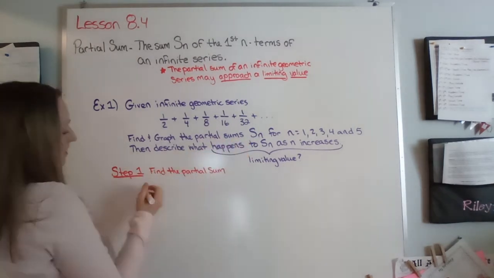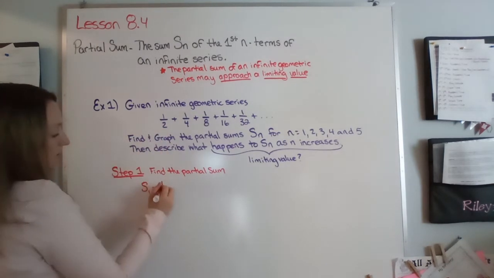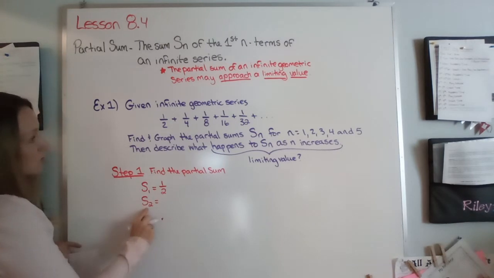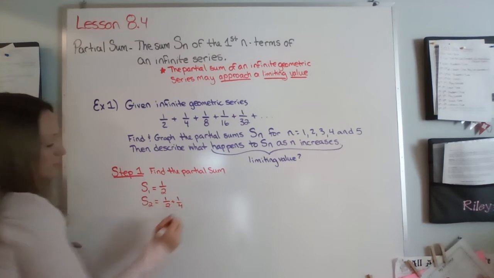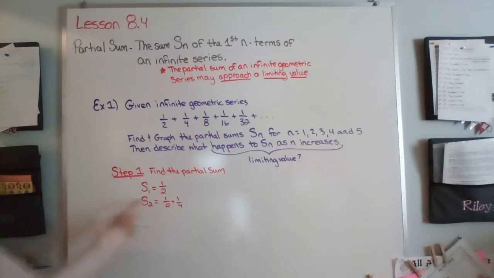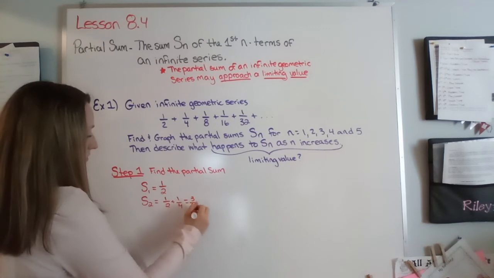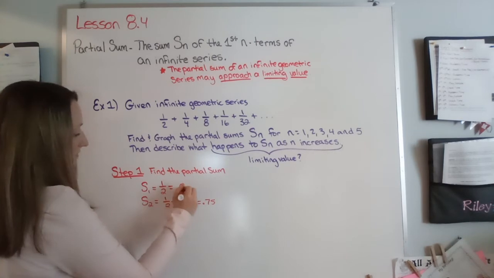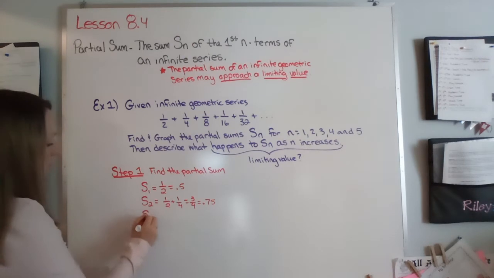S sub 1, the sum of the first term, is just 1/2. S sub 2 means find the sum of the first 2 terms, 1/2 plus 1/4. You can get common denominators, make this 2/4 instead of 1/2. So that's going to be a sum of, excuse me, not 1/3, 3/4, or 0.75. We'll turn these into decimals. That's 0.5.